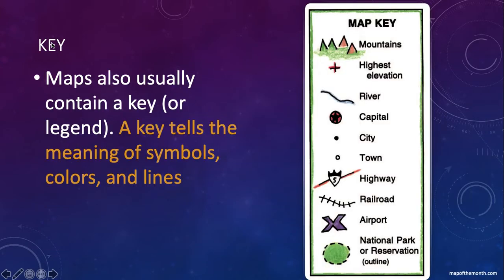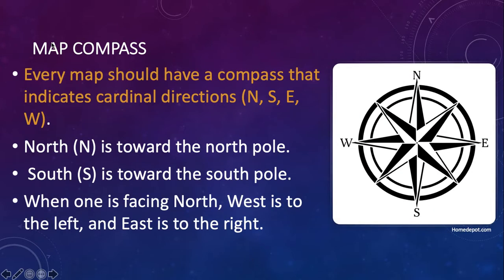Maps should also have a key. A key tells the meaning of symbols, colors, and lines. Every map should also have a compass that indicates the cardinal directions, north, south, east, and west. North is towards the North Pole, south is towards the South Pole. When one is facing north, west is to the left and east is to the right.